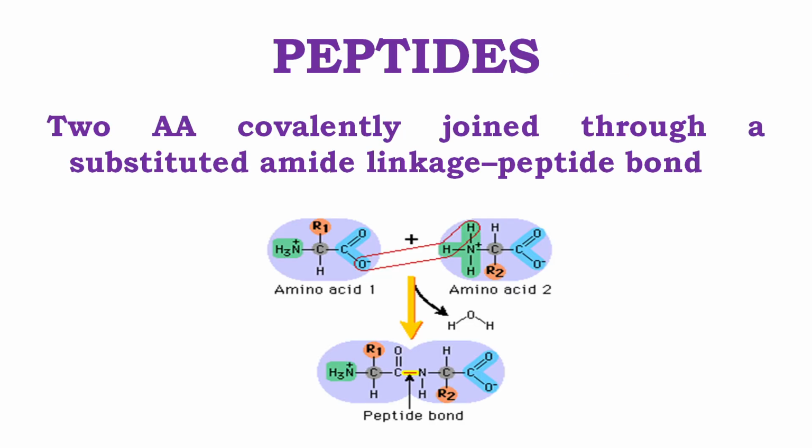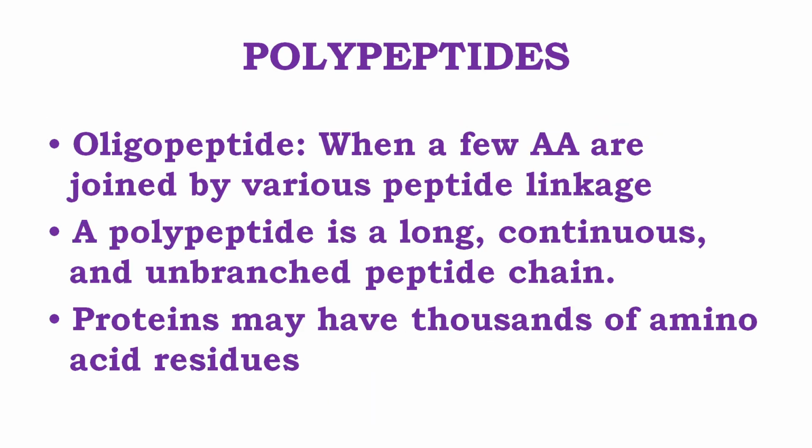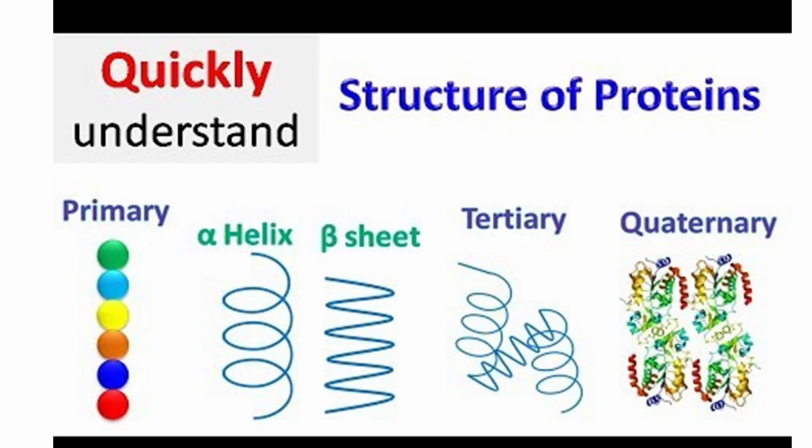Next, we are going to discuss the structure of protein. Here, we discuss the peptide. Two amino acids are covalently joined through the peptide bond. Next one is an oligopeptide. When a few amino acids are joined by various peptide linkages, a polypeptide is a long, continuous and unbranched peptide chain. Protein may have thousands of amino acid residues. The structure of proteins falls mainly into four categories: primary, secondary, tertiary and quaternary structure.